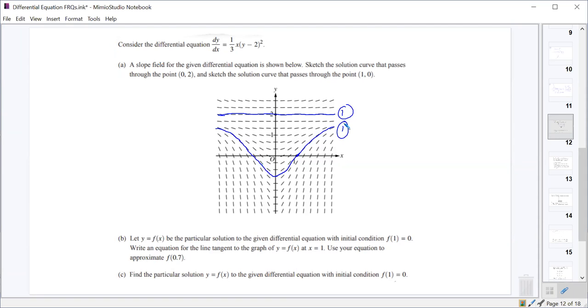It states in the scoring guidelines that you need to follow the trajectory, you need to go through the actual points, and you need to extend to the ends of the boundaries of the slope field.